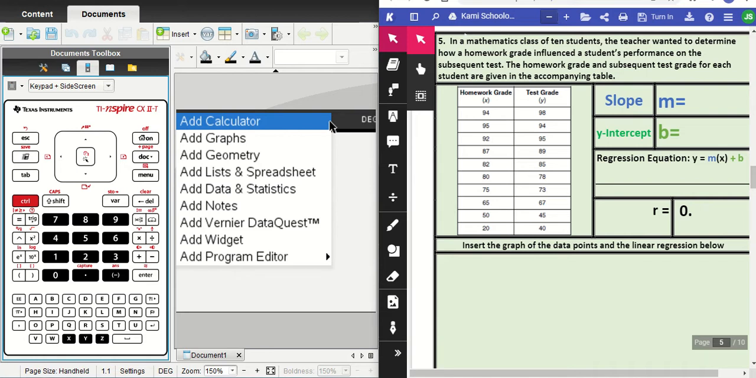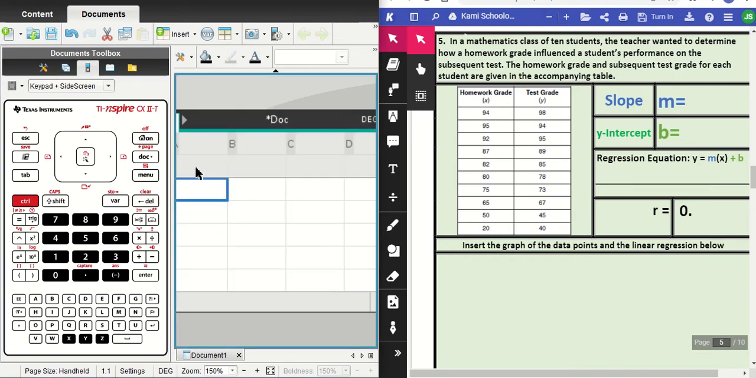So the first thing I want to do is add a list and spreadsheet, name my columns. Now, these both say grade. So if I just said grade, it wouldn't make any sense. So I'm going to call the first one homework and the second one test because they're both grades. Now I want to input my data into the calculator.